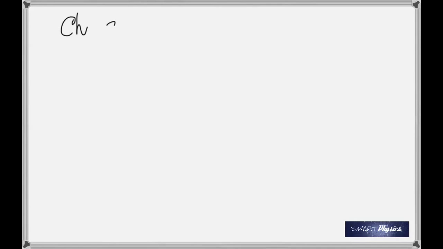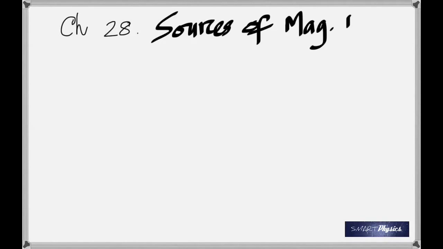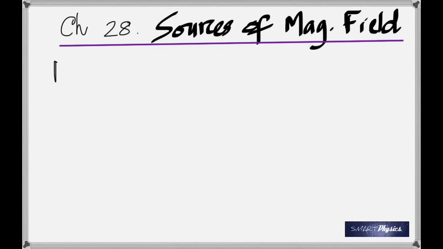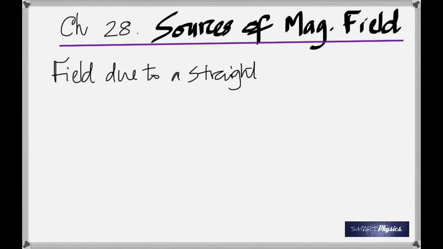Alright, the first one, chapter 28, it's about sources of magnetic fields. In this chapter, you're looking at magnetic fields produced by a straight conductor, a coil, a solenoid, a toroid.